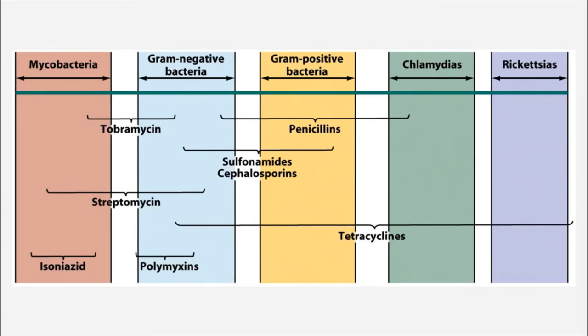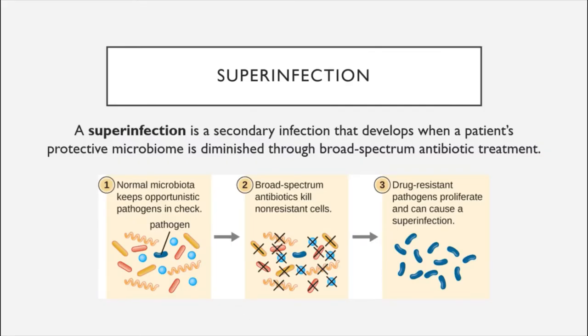This figure right here gives you a nice visual picture of how broad versus narrow the activity spectrum is for some common antibiotics. So, for example, we can see polymyxins have a very narrow spectrum here, whereas tetracyclines have a very broad spectrum. And it may seem like it's better to have a broad spectrum versus a narrow spectrum. However, the use of broad spectrum antibiotics can lead to something called a superinfection.